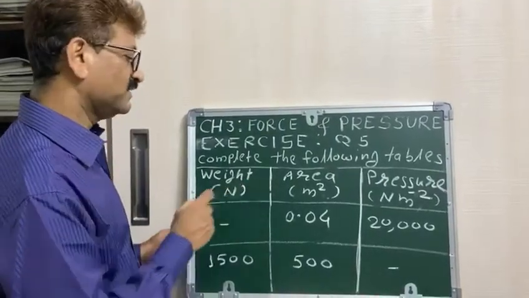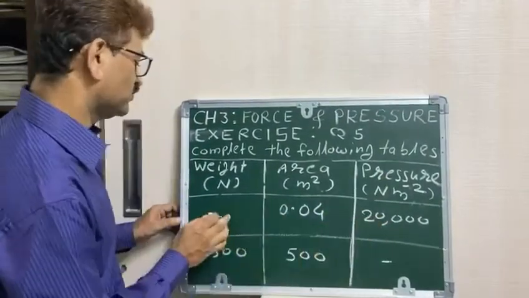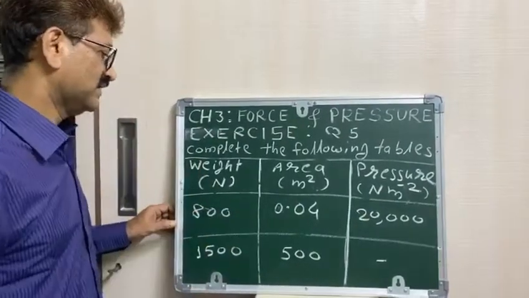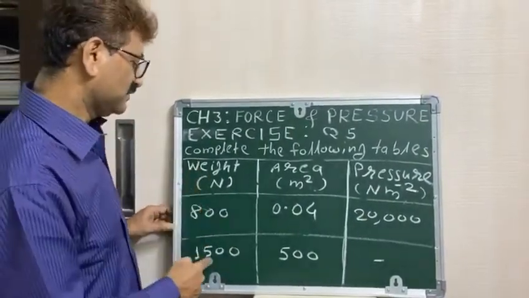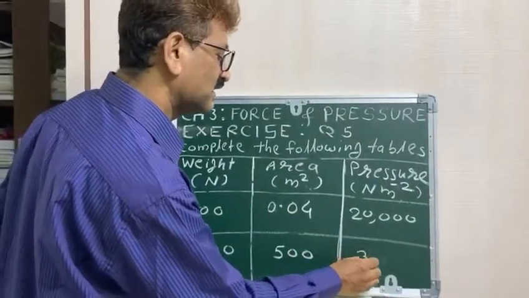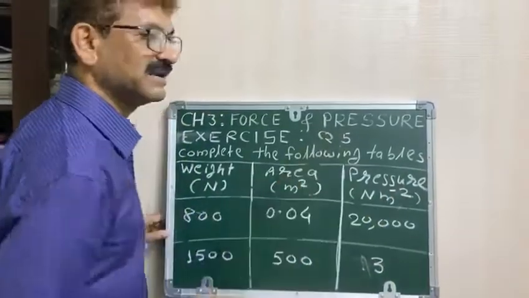Now fill the blank in the table. When area is 0.04 and pressure is 20,000, we got weight 800 Newton. Now in the second case, when weight is 1500 and area is 500, we got the answer 3. Pressure is 3 Newton per meter square.